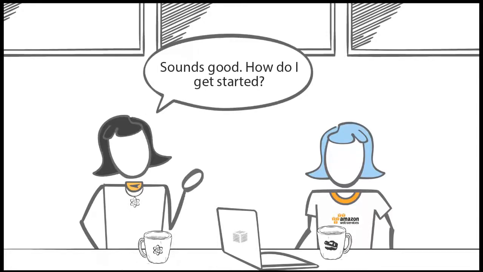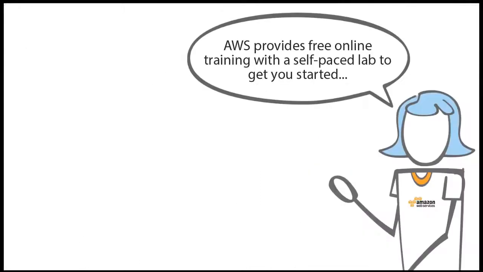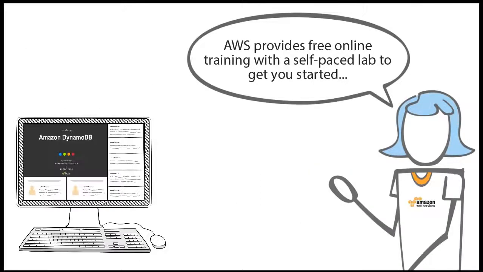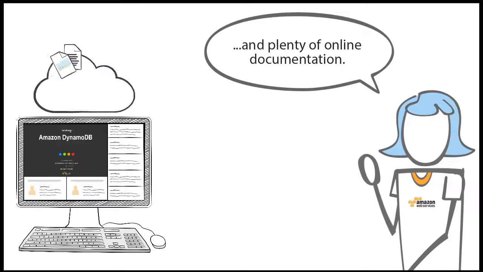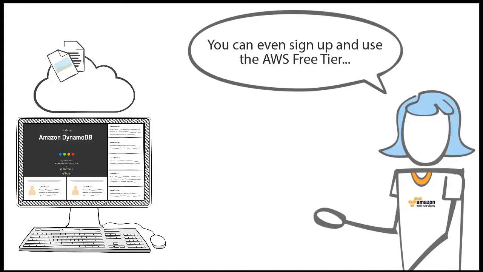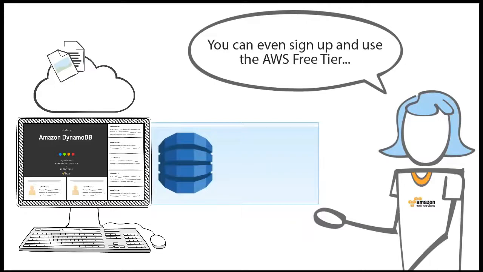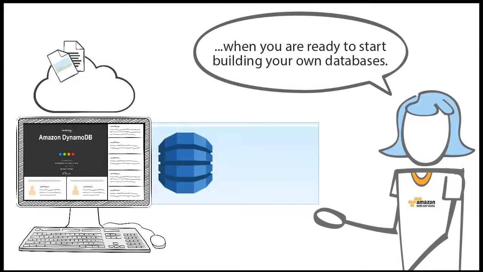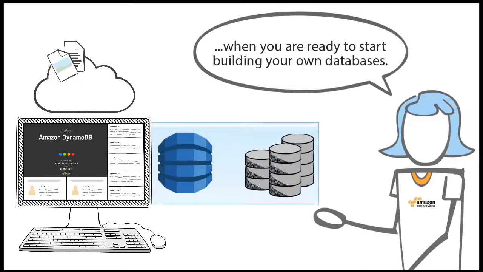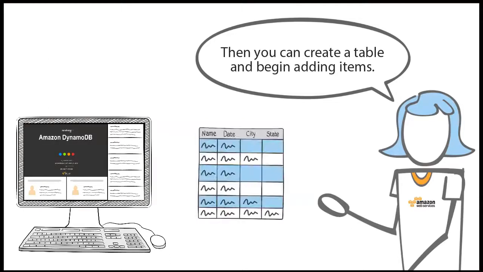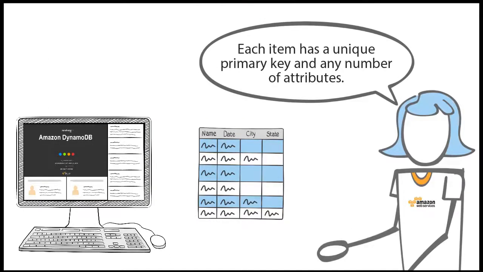Sounds good. How do I get started? AWS provides free online training with a self-paced lab to get you started, and plenty of online documentation. You can even sign up and use the AWS free tier when you are ready to start building your own databases. Then you can create a table and begin adding items. Each item has a unique primary key and any number of attributes.